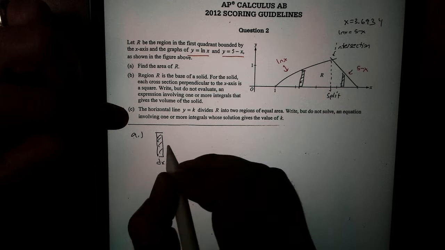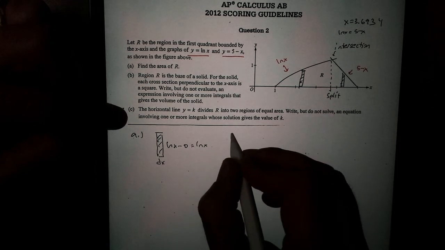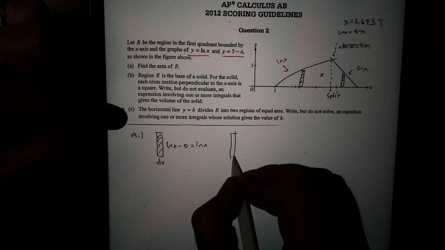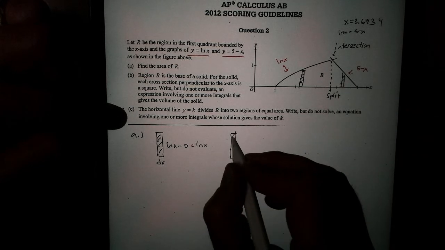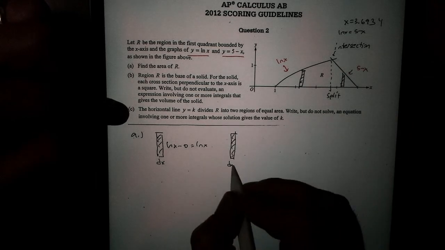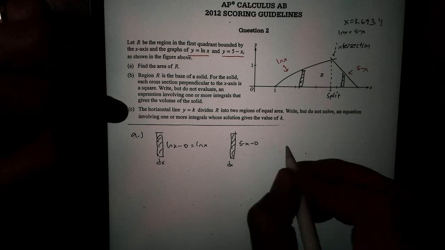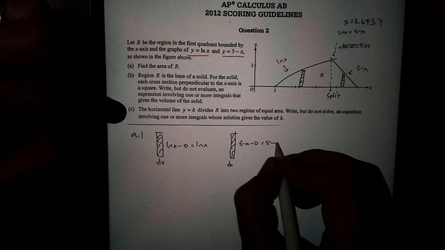And the height is going to be the natural log of x minus 0, so it's just natural log of x. And if I look at the other one, it is going to be dx thick, again, because that's the skinny part, and we're in terms of x, so the skinny part's dx. And this is going to become 5 minus x minus 0. Remember, top minus bottom, and that's 5 minus x.